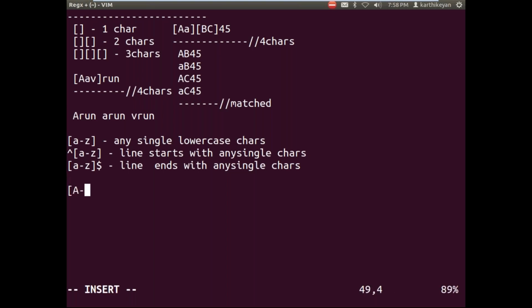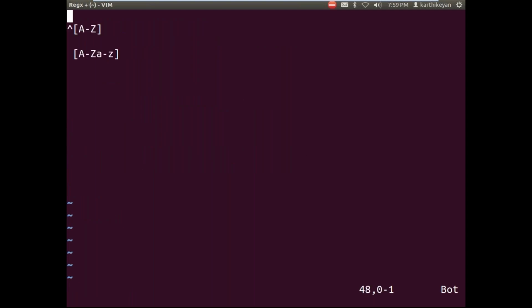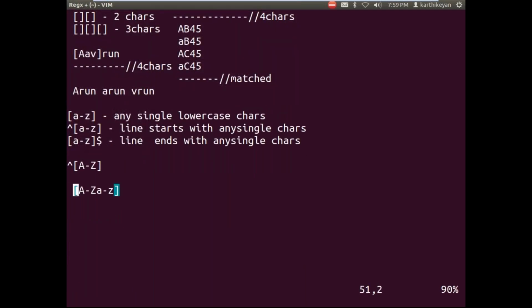The same if you write A to Z, the line starts with any single character. Line starts with here. Like this, if you put A to Z, the line starts with any single character.